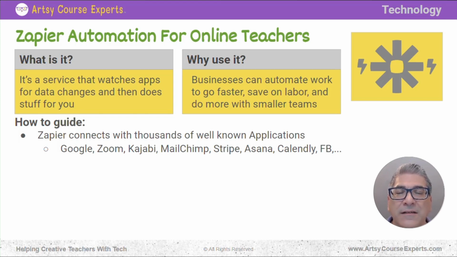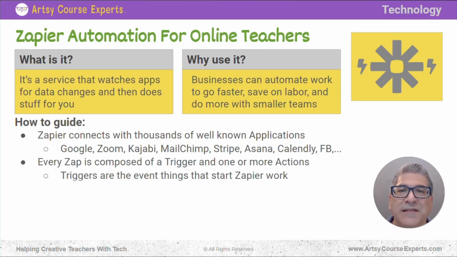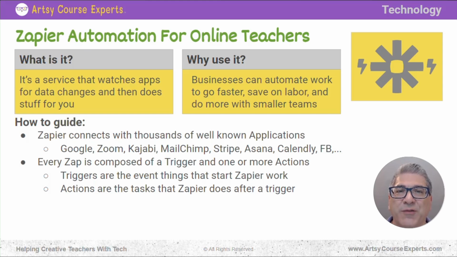Now, Zapier works by using these things called zaps. So every zap is composed of a trigger and one or more actions. So let's get into that. A trigger is the event that starts the Zapier work. It's like the input. So it starts the whole sequence. And actions are the tasks that Zapier does after a trigger event happens.